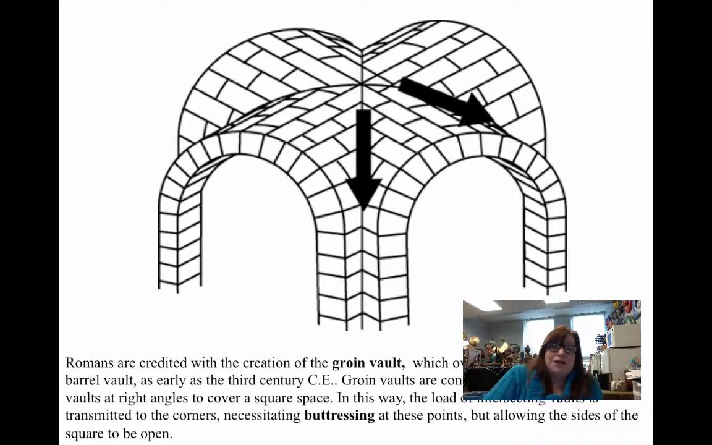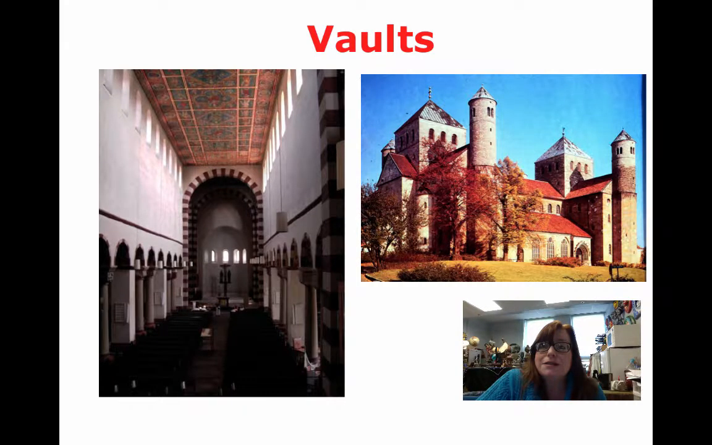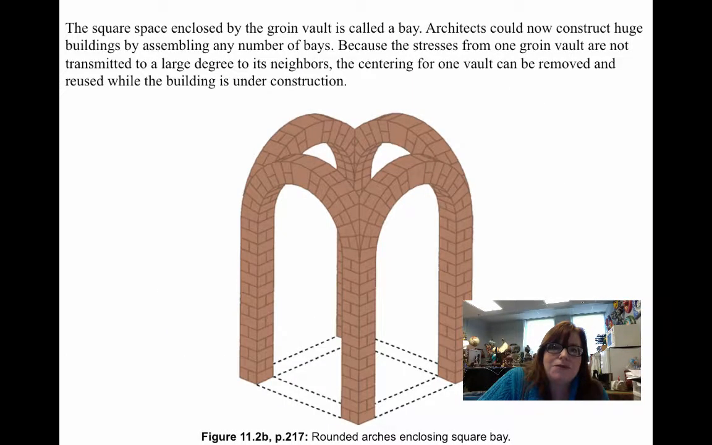The Romans are actually credited with the creation of the groin vault, and that overcame the limitations of the barrel vault about as early as the 3rd century CE or AD, depending on your point of view. And groin vaults are constructed by placing barrel vaults at right angles to cover a square space. So in that way, the load of the intersecting vaults is transmitted to the corners, where you might want to put up a buttress, which I will show you what that is in a moment, but it allows the sides of the square to be open. So if we go back here for a moment, actually this slide doesn't really show that to you very well, so let's just keep going for the moment.